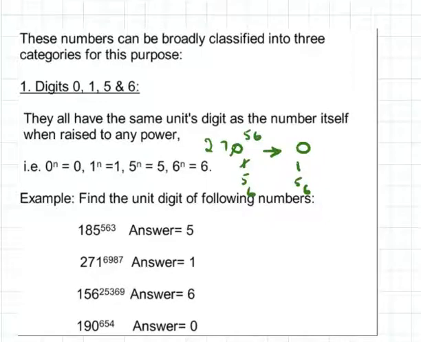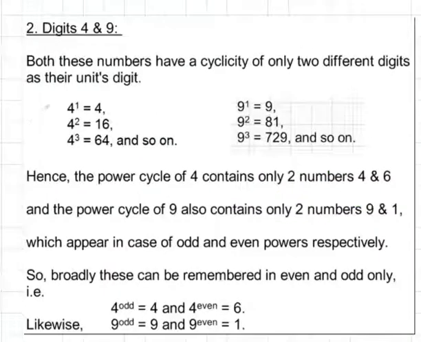Next, let's look at 4 and 9. Whenever a number is ending in 4 or 9, how is it going to be? You can see that 4 power 1 is 4. 4 power 2 is 16. Similarly, 4 power 3 is 64, which is again ending in 4. Therefore, the units digit alternates between 4 and 6. Same thing for 9 also.